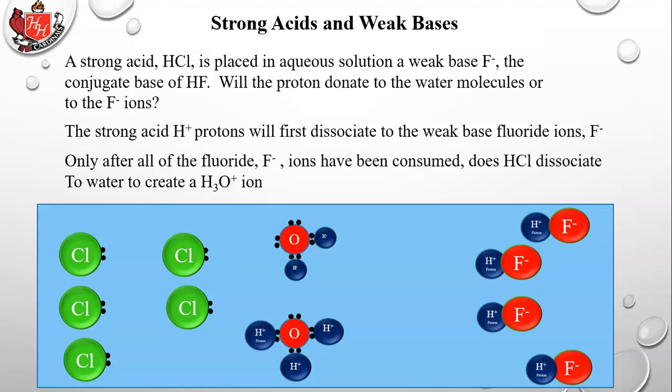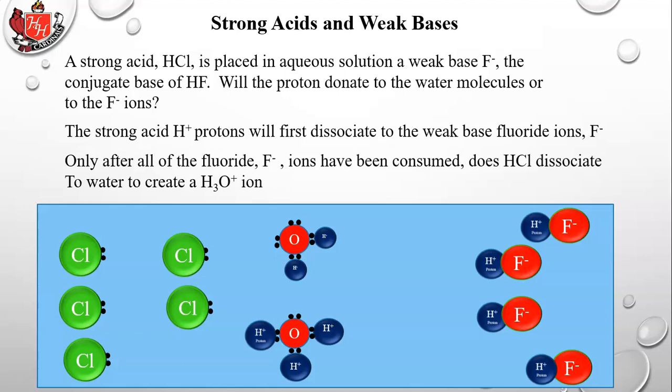So let's read this. The strong acid HCl is placed in an aqueous solution of a weak base, F minus, and the conjugate base, HF. Will the proton donate to the water molecule or the F minus ions? So the strong acid H plus protons will first dissociate to the weak base fluoride ions, F minus. That's their first choice. Only after all the fluoride F minus ions have been consumed does the HCl dissociate to the water to create hydronium ions.